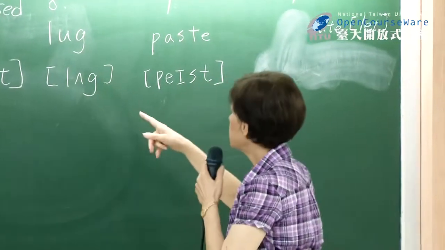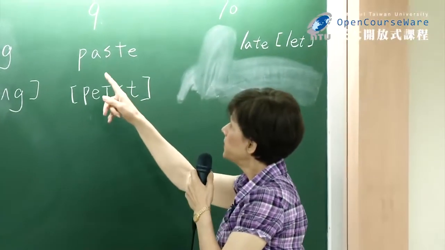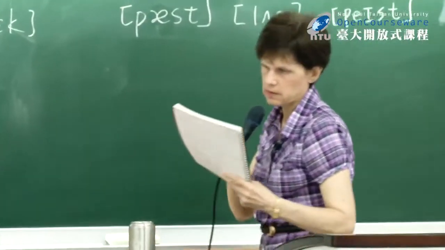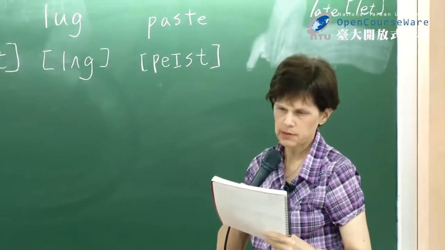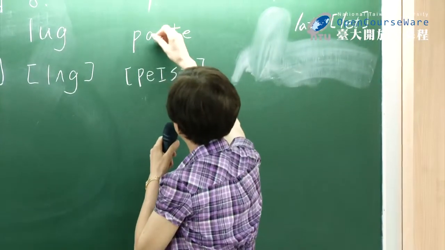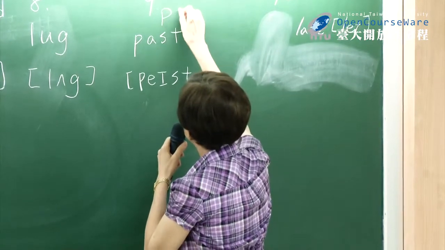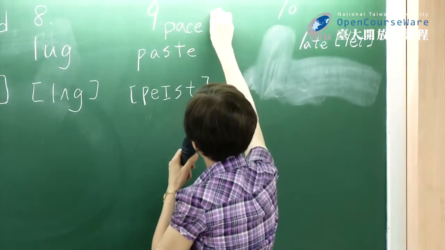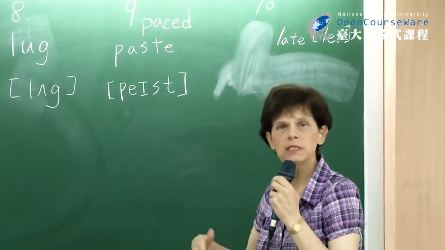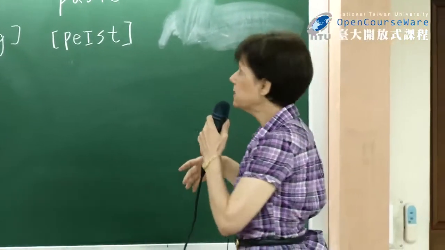Right. We call that wedge. And number 9, paste. Paste is correct, both the spelling and the IPA. You could also write what? Besides P-A-S-T-E, we could also write P-A-C-E-D, which is also fine. Okay, paste. I paced myself so I didn't get too tired and I finished on time.